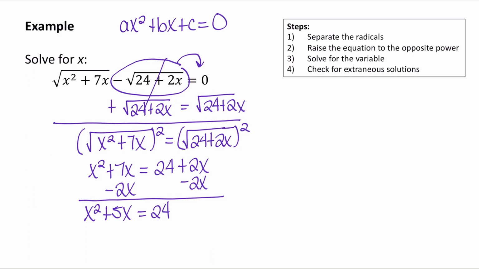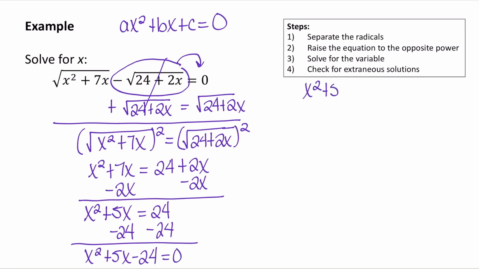Now to get this equal to 0, I'm going to subtract 24 from both sides. There's nothing for 24 to combine with on the left, so I'm just going to leave that as x squared plus 5x minus 24 equals 0. So now I'm going to work on solving this quadratic equation, and I'm going to solve this one by factoring.